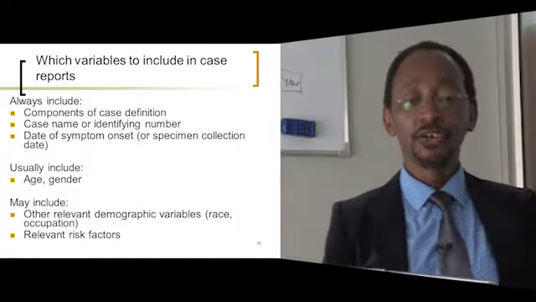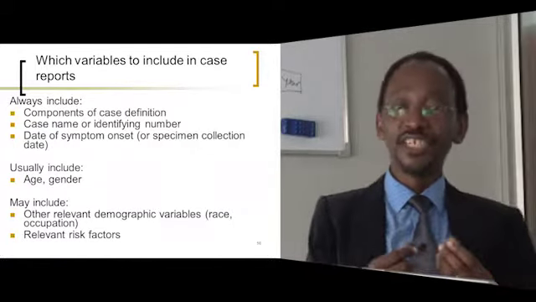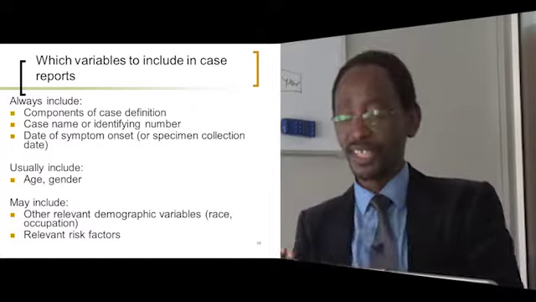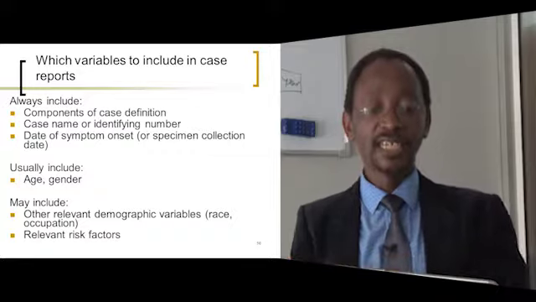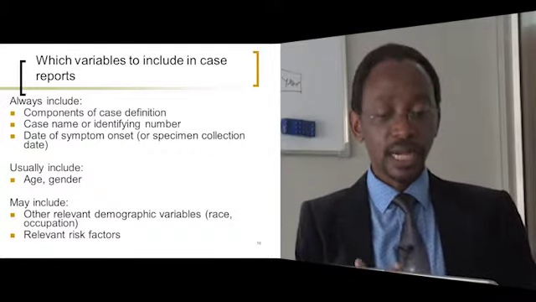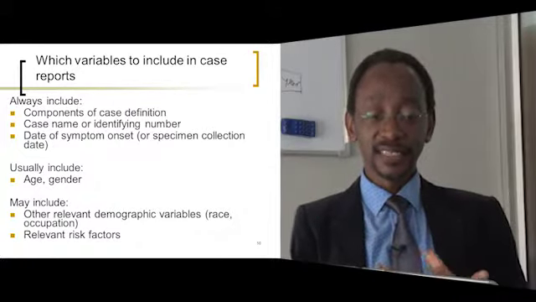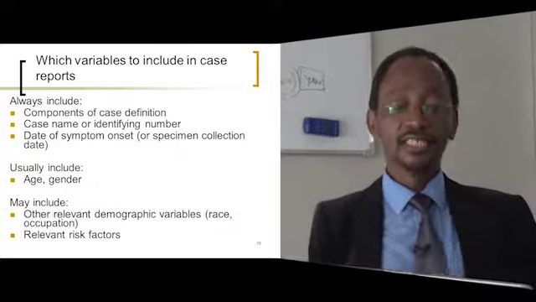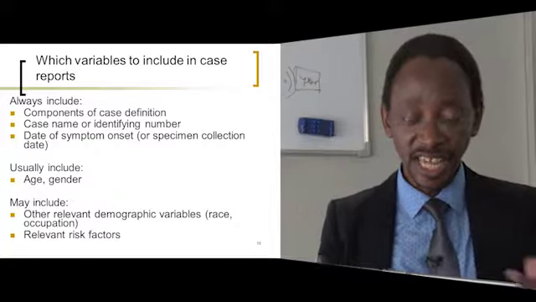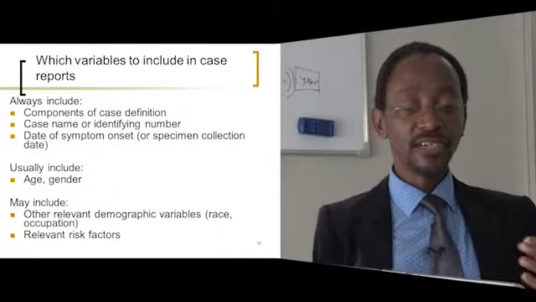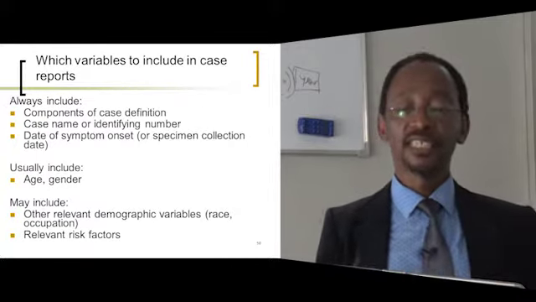Which variables do we include in these case reports? We include components of the case definition because we need to record that they had fever, they had diarrhea. We include the case name or a unique identifying number. We include the date of symptom onset because it helps us to assess how the illness unfolds, how rapidly it unfolds. Usually we include age and gender. And we may include other relevant demographic variables like race and occupation and other relevant risk factors.